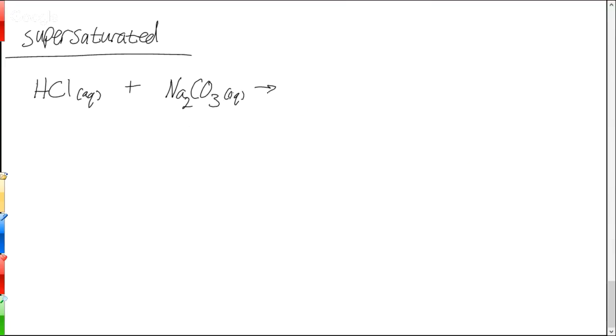If you add acid, HCl, to sodium carbonate, you'll produce carbon dioxide gas, liquid water, and aqueous sodium chloride. This equation is not balanced. I think I just need a 2 here and a 2 here, and then it works.